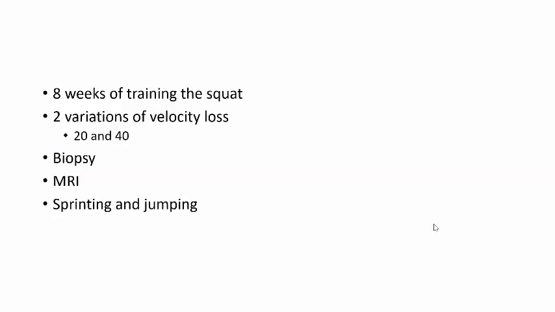So in this paper, they did 8 weeks of training the squat and the assistance exercises that are listed in there. They did two different variations of velocity loss. They did about a 20% loss and a 40% loss. So what is velocity loss? We need to define this.